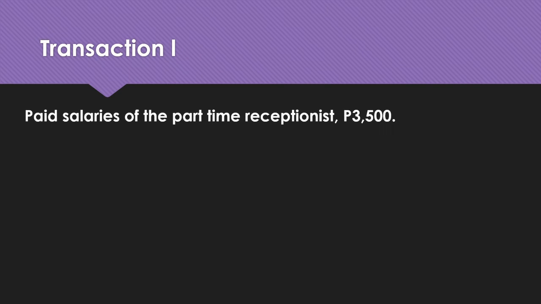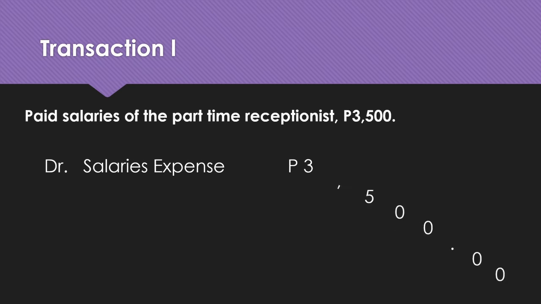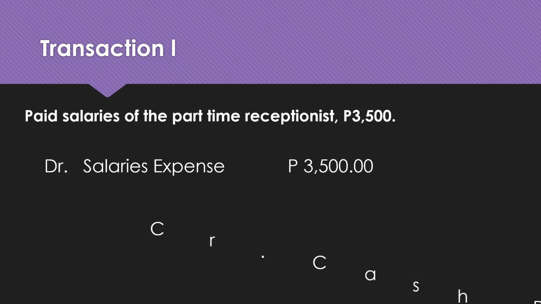Okay, transaction L. You paid salaries of the part-time receptionist for 3,500. Okay. So, nagbayad ka ng sweldo. Salaries. Tingin ka ulit sa account title. Gastos siya, di ba? Yung sweldo, gastos yan. So, hanapin sa account titles, anong papasok na expense yan? So, salaries expense. Again, nag-increase ang salaries expense. So, it's debit salaries expense. And then, since you paid an expense or nagbayad ka ng expense, nabawasan ang cash. So, credit cash, 3,000.